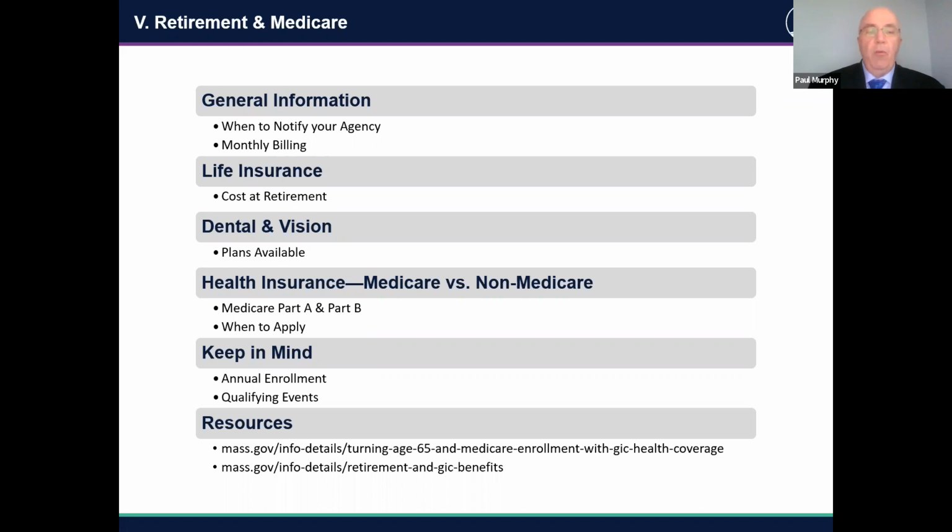The other area where people get surprised is there's optional life insurance, or sometimes referred to as supplemental life insurance. As employees of the Commonwealth, you can purchase up to 8 times your annual salary while you are working.